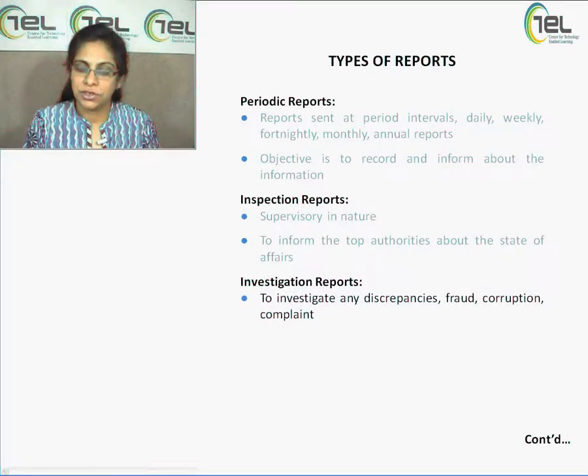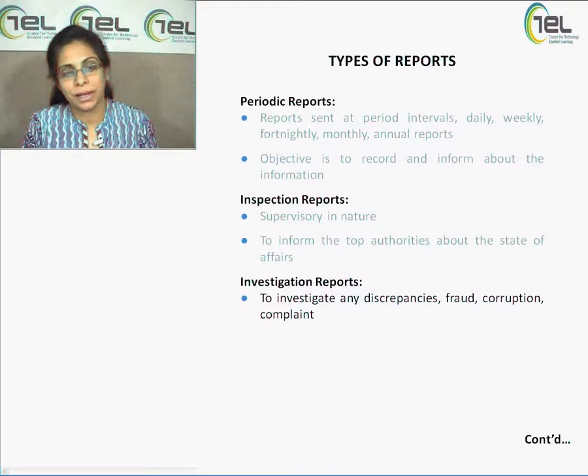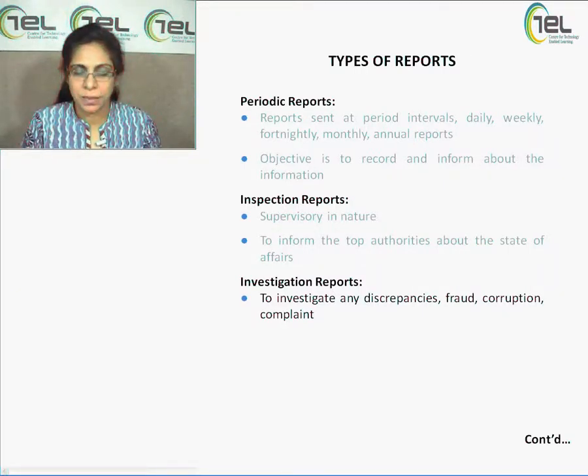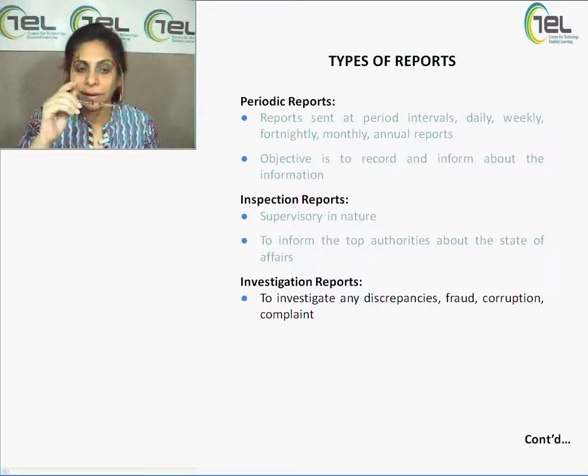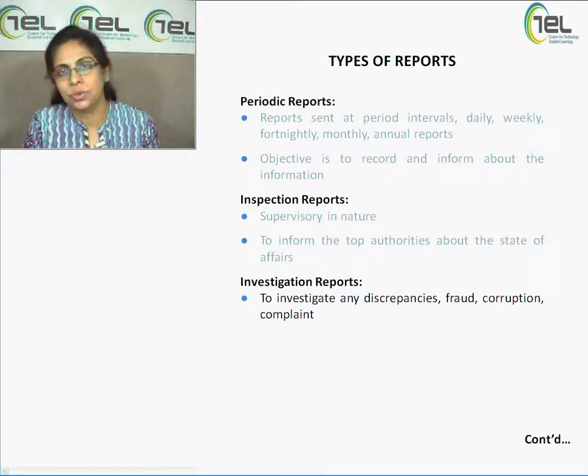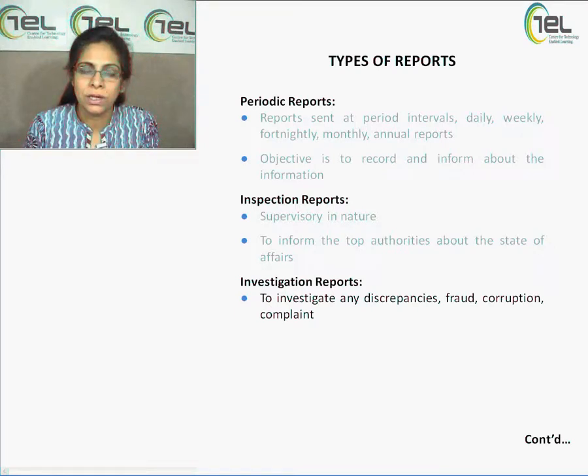Now next is the investigation reports, to investigate any discrepancies, any fraud, any corruption or any complaint. If there is a problem, a discrepancy, or a fraud which was done, then the higher authorities will set up a team, a committee, who will investigate. They will sit and do thorough research, go through the data available, talk to the people, and try to investigate what went wrong and who is to be blamed. Then they present their report.